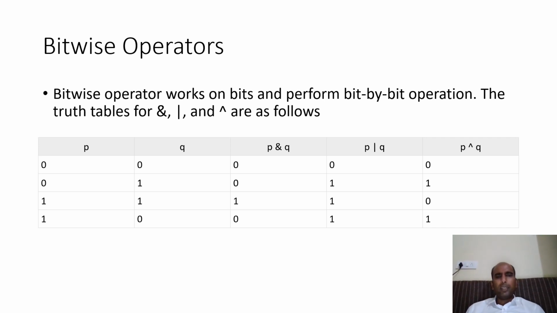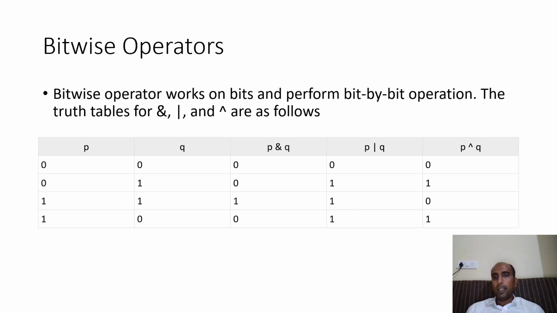Bitwise operators, again, are very similar to the C programming language. So look at the values of P and Q. When P is 0 and Q is 0, P and Q is 0. If P is 0 and Q is 1, P and Q is 0. If both are 1, P and Q is 1. If P is 1 and Q is 0, P and Q is 0.